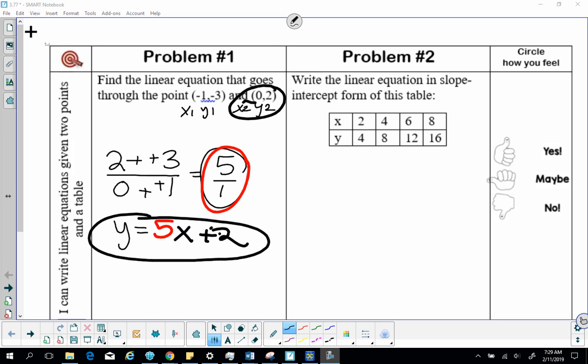Do you have any questions on how we got that? Okay. So next part is finding the slope-intercept form of that table.